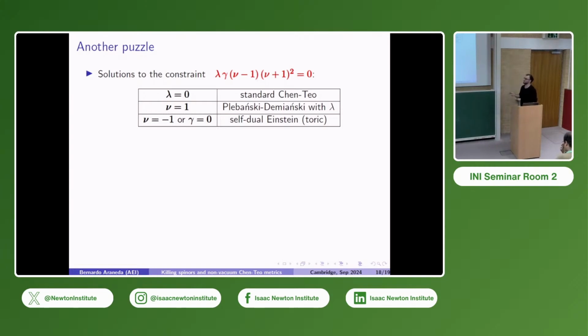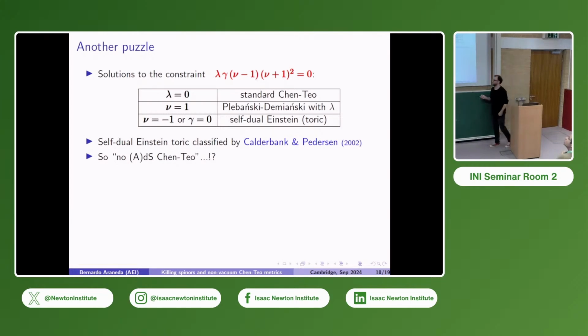But in either case, you get a self-dual Einstein metric, which is toric. By assumption, this was toric. The problem is that self-dual Einstein toric metrics were classified by Calderbank and Pedersen. So these are already known. So the problem is that there seems to be no AdS Chen-Teo from the point of view of this formulation, in the sense that you get solutions, but all of these were already known, unlike the Ricci flat case where Chen-Teo was not known. In this case, all of the solutions, because of this extra constraint, were previously known.